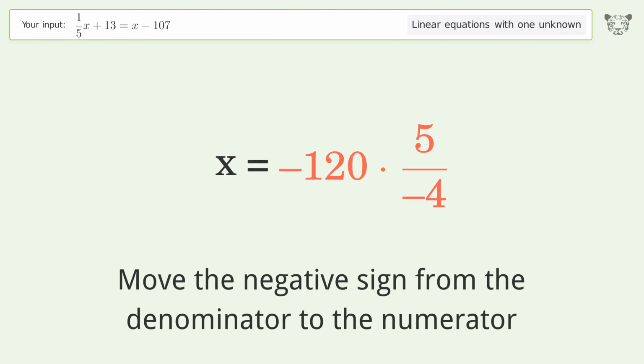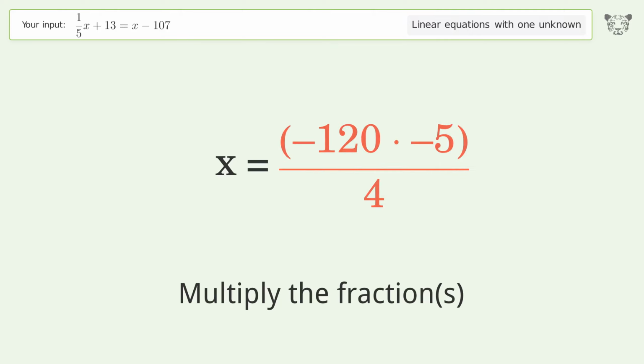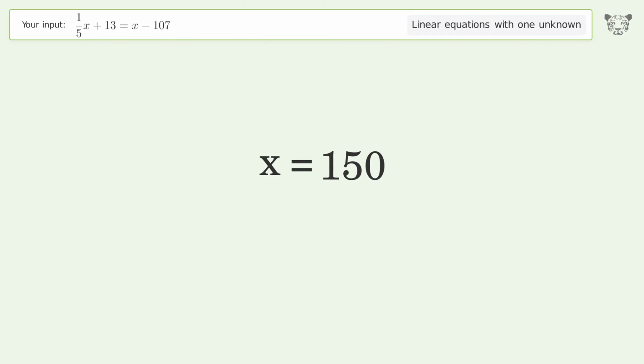Move the negative sign from the denominator to the numerator. Multiply the fractions. Simplify the arithmetic. And so the final result is x equals 150.